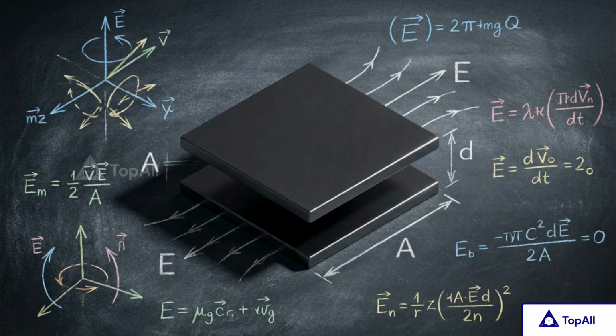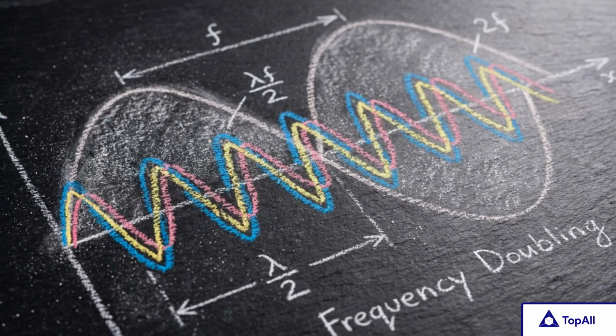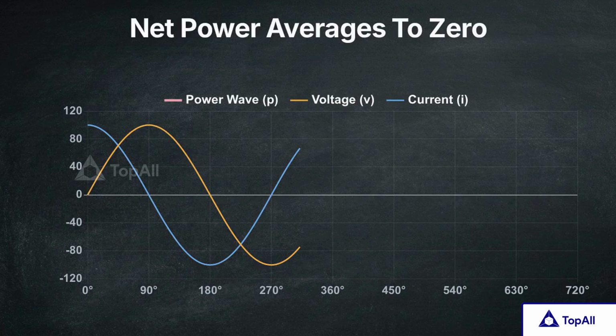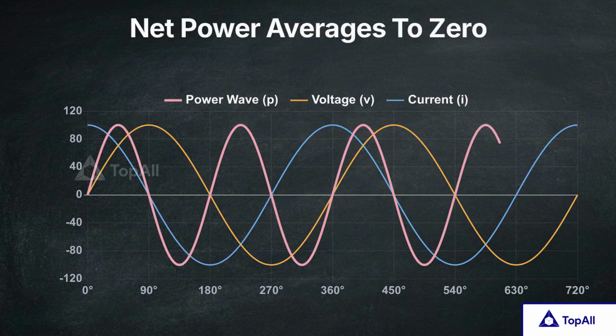This lack of wasted heat reveals a strange property regarding power. Instantaneous power is simply the voltage multiplied by the current at any given microsecond. In an AC circuit, this means the power fluctuates rapidly at double the frequency of the source voltage. This graph plots the voltage, the current, and the resulting power wave. Because the current is shifted exactly 90 degrees ahead, the power wave is forced to spend equal amounts of time above and below the zero line.